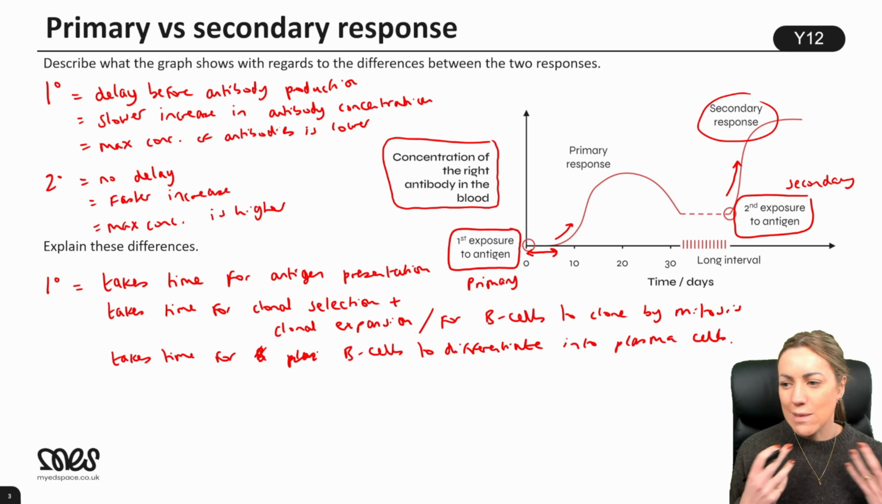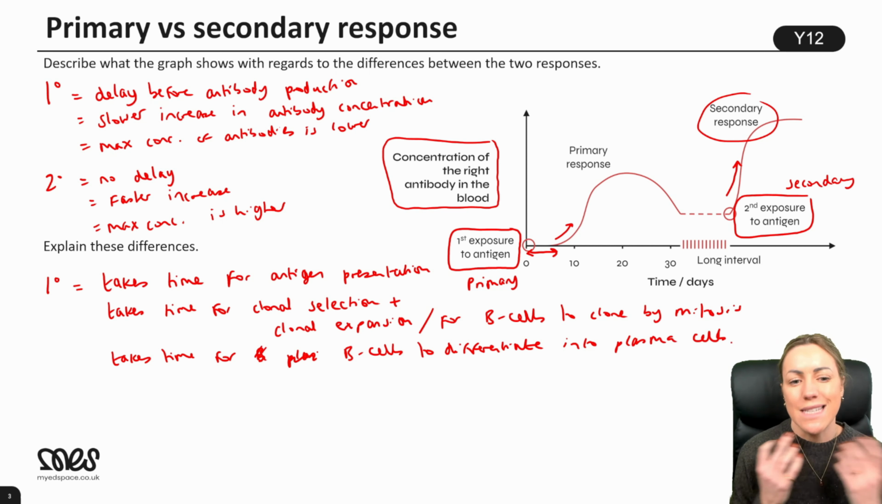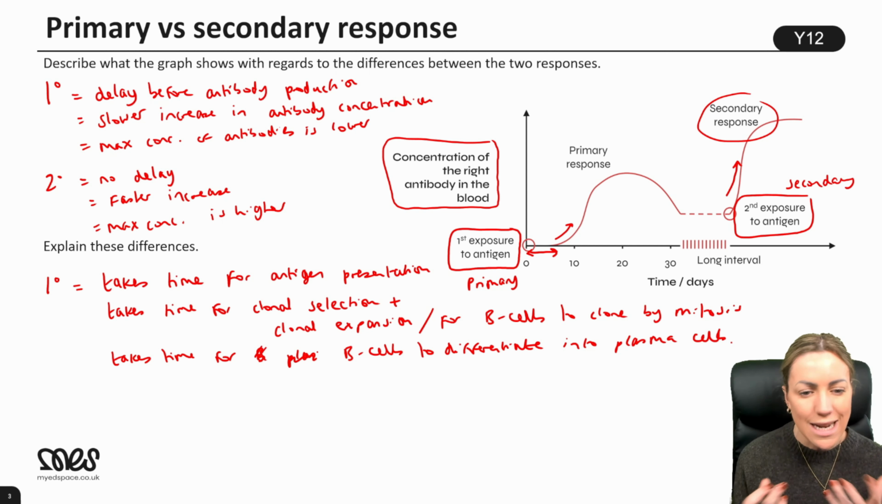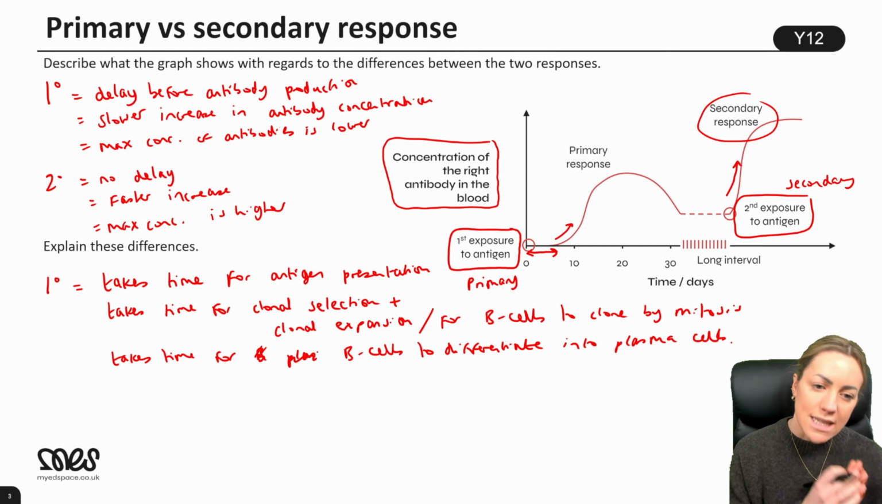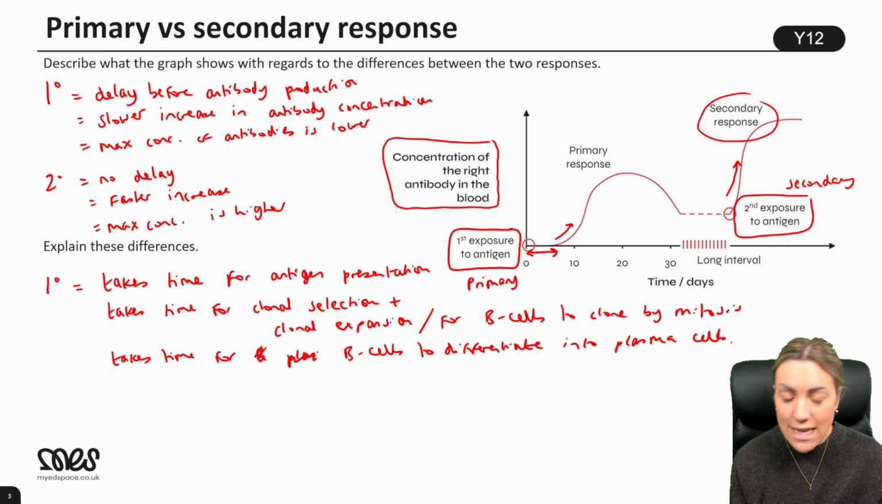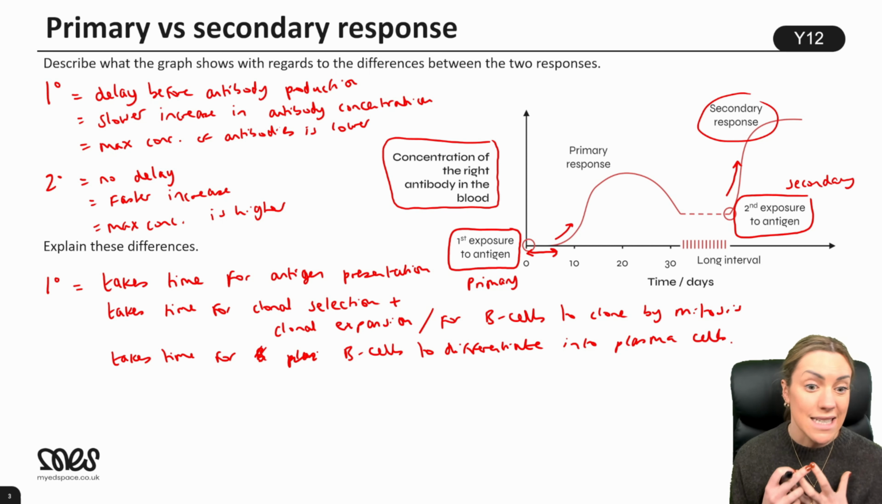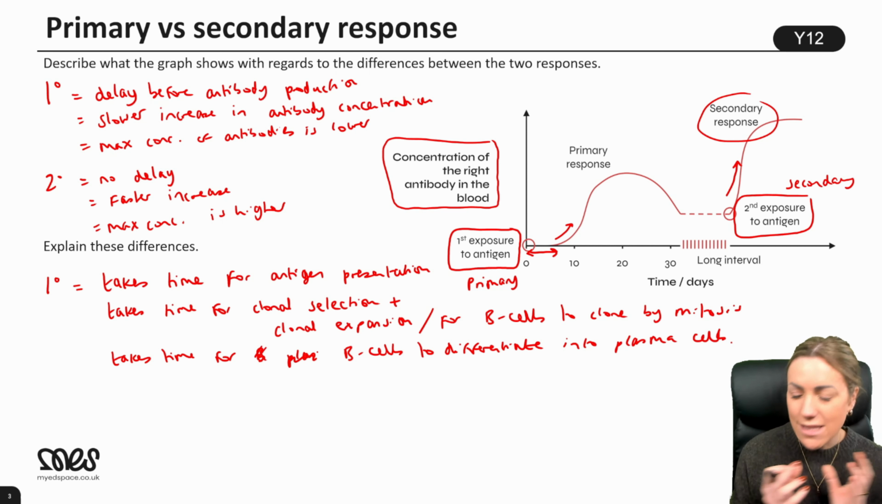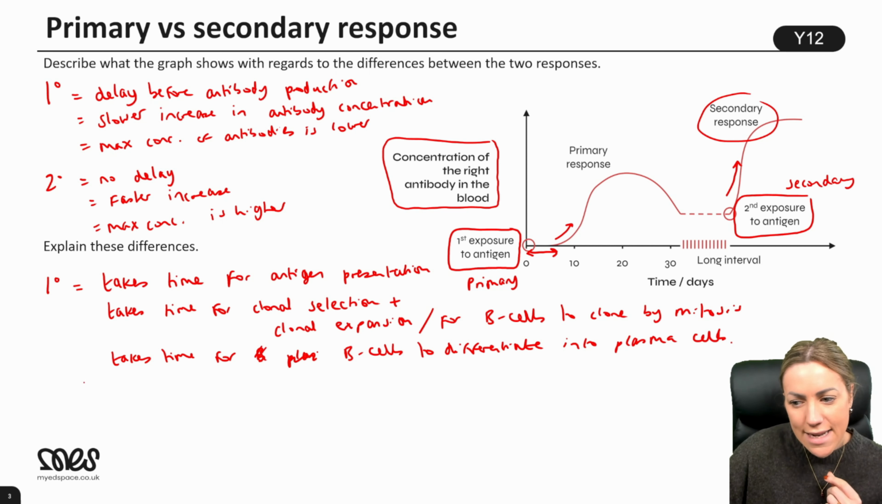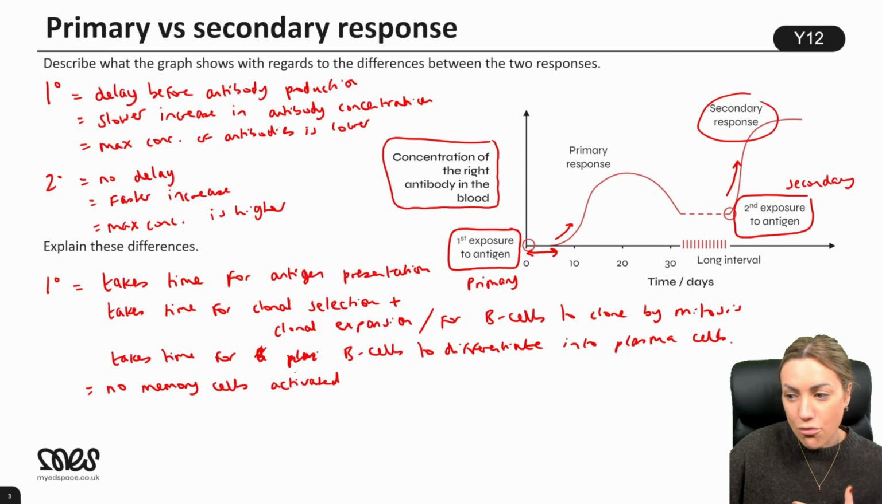The phagocytes need to present the antigens, the correct T lymphocyte needs to undergo clonal selection and clonal expansion, the T helper cells need to activate the B lymphocytes, the B lymphocytes need to undergo clonal expansion or clone by mitosis, and then the plasma cells need to form the antibodies. So the whole thing takes time. And it's also important to say with the primary response, there are no memory cells activated. So you are starting from scratch.